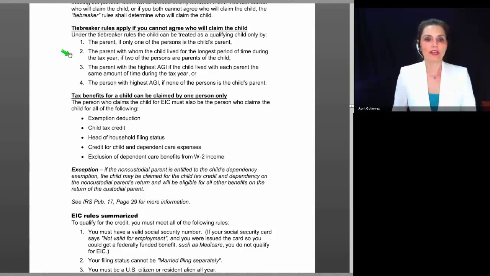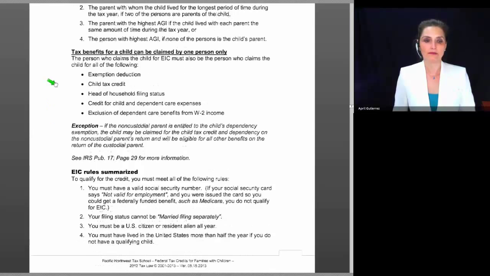If both of the persons are the child's parents, the child is awarded to the parent with whom the child lived for the longest period of time during the year. So under the tiebreaker rules, the parent who had the child for the longer period of time automatically wins. But if both parents lived with the child the same amount of time, then the parent with the highest adjusted gross income will win. And then finally, if neither of the persons claiming the child is the child's parent, the IRS will award that child to the person who has the highest adjusted gross income.